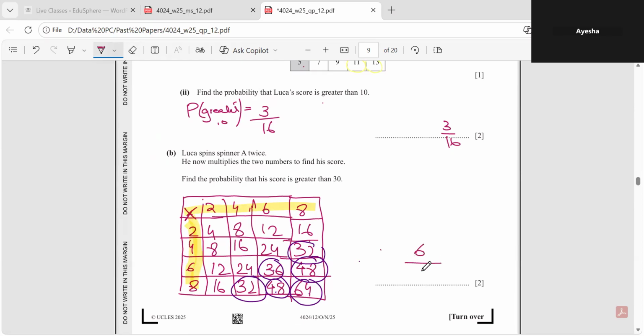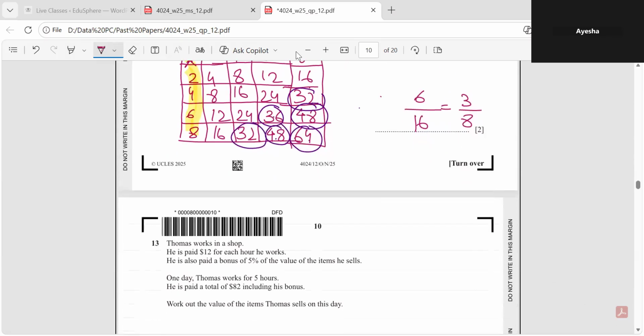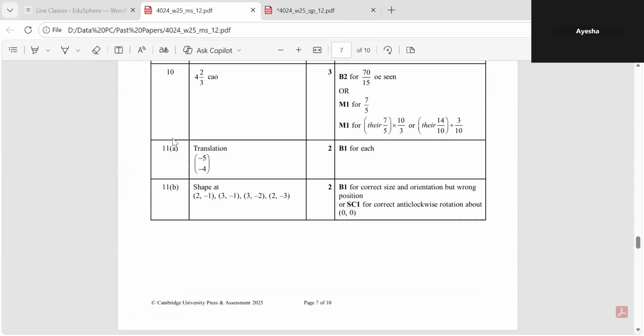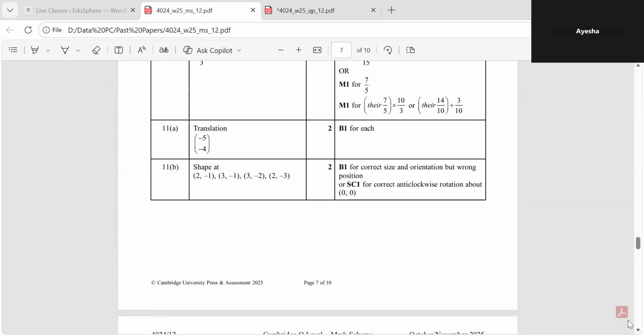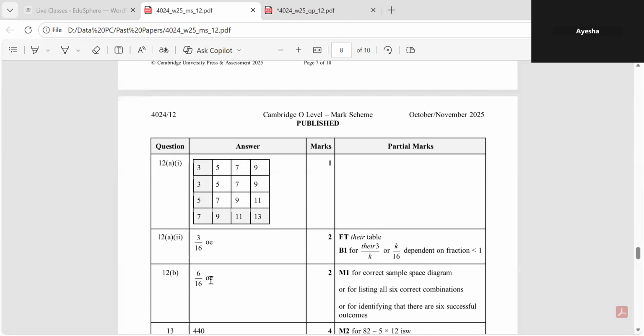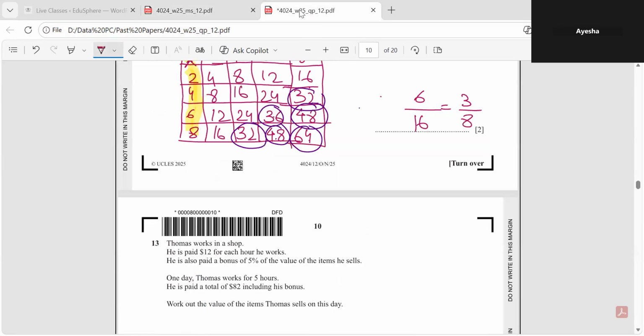So 6 divided by the total, 16. We have to simplify it: 2 3s are 6, 2 8s are 16. So this is the final answer for this one. We may say that they have given us the answer key also. You can see 3 by 16, and even 6 by 16 is given. It's up to you whether you simplify, but it's mandatory to write it in the first form of the fraction.